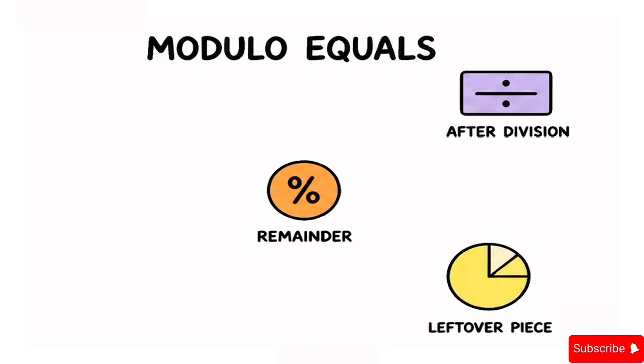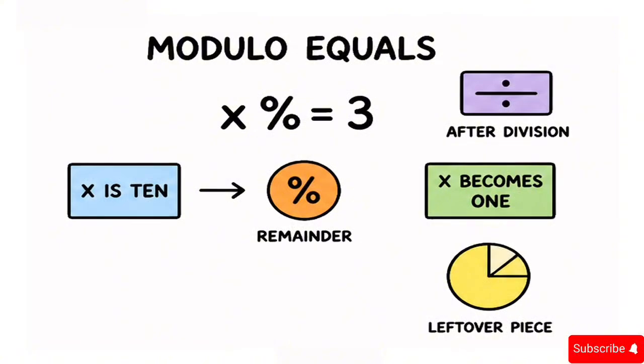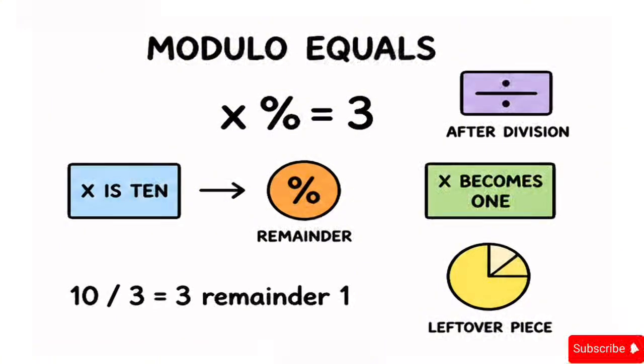Modulo equals stores the remainder after division. If x is 10 and you write x mod equals 3, then x becomes 1 because 10 divided by 3 leaves a remainder of 1.